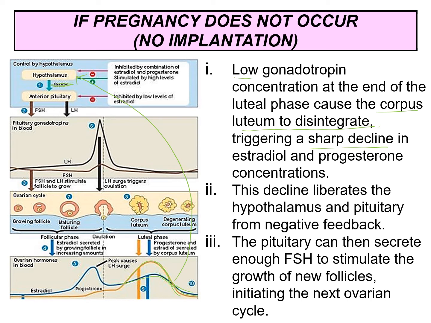So this decrease will release the hypothalamus from inhibition. So hypothalamus will secrete GnRH and thus will stimulate the anterior pituitary to release FSH and LH again. So this will help to stimulate another follicle to grow.